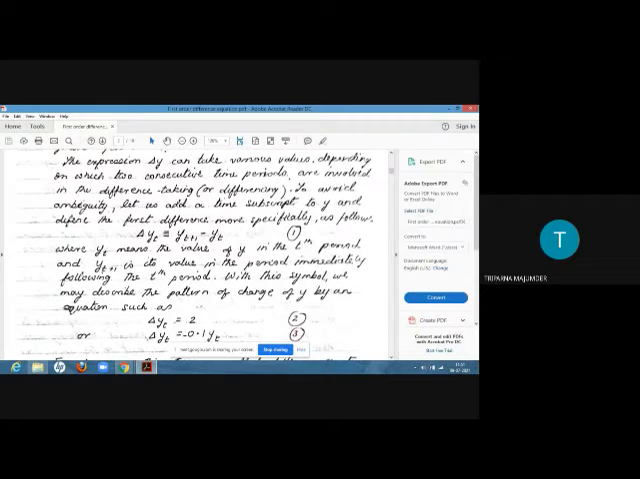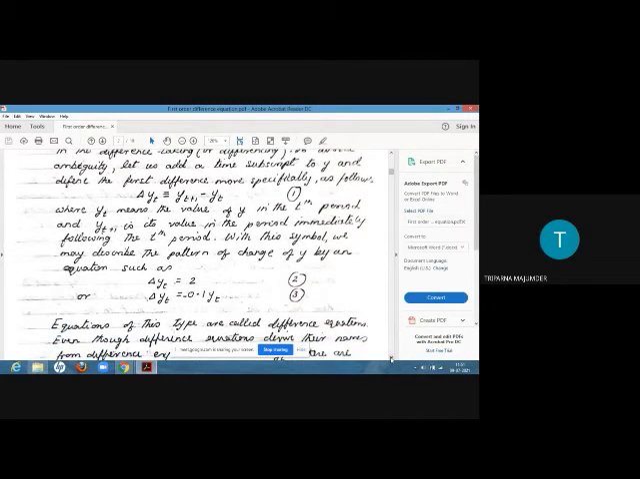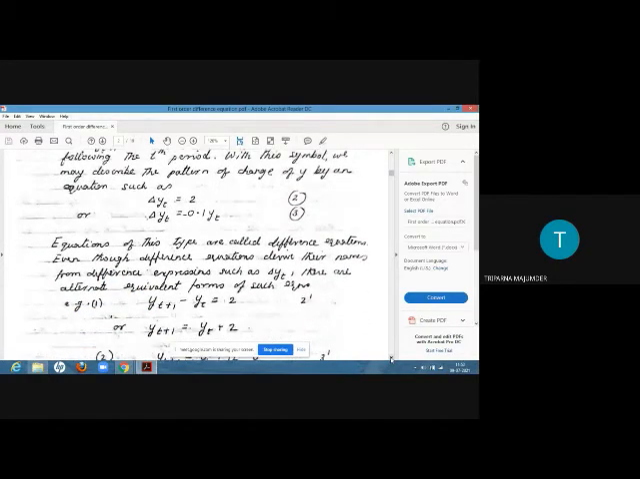With this symbol, we may describe the pattern of change of y by an equation like delta yt is equal to 2 or delta yt is equal to minus 0.1 yt. Now, equations of this type are called difference equations.